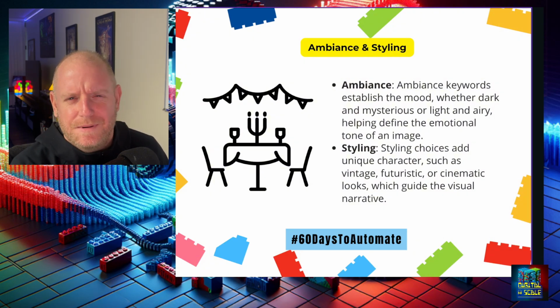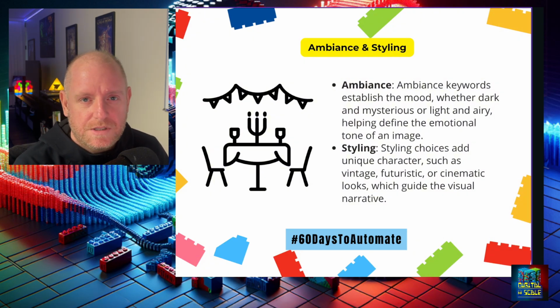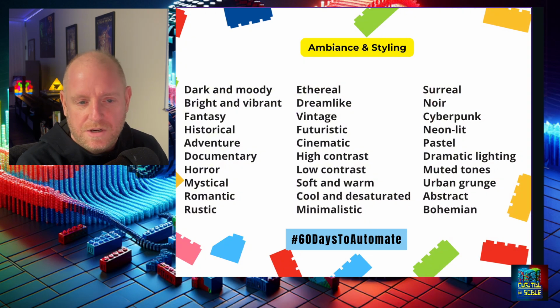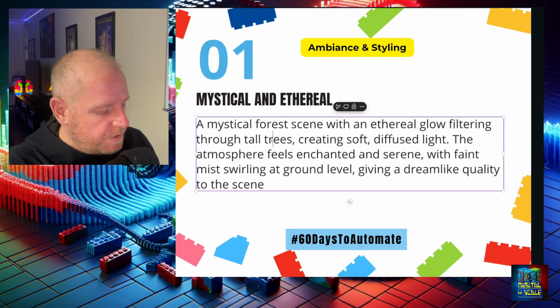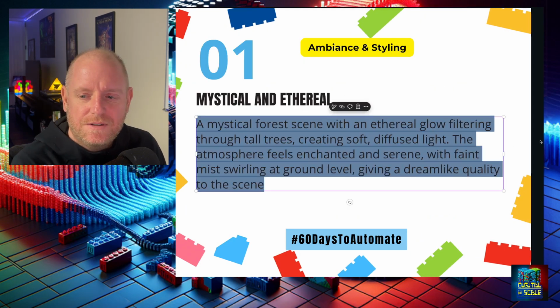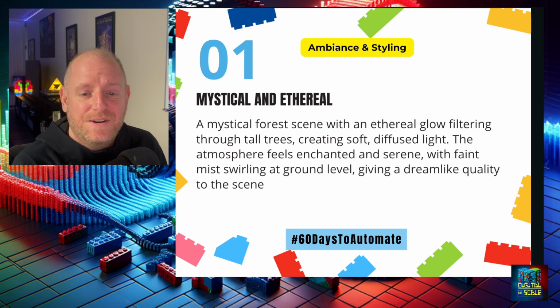Do you want it to be cyberpunk? Neon? Traditional? Futuristic looking? These are all things that you can add. So things like dark and moody, historical, black and white, cyberpunk, muted tones like urban grunge. These are all different types of ambience styling that you can use. So we're going to use one to create a mystical and ethereal scene.